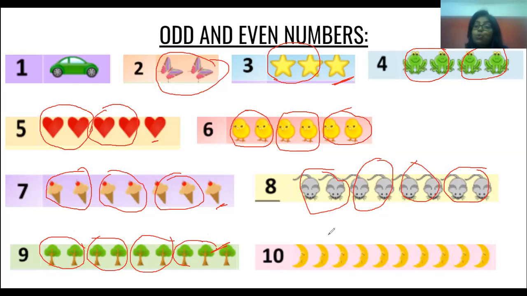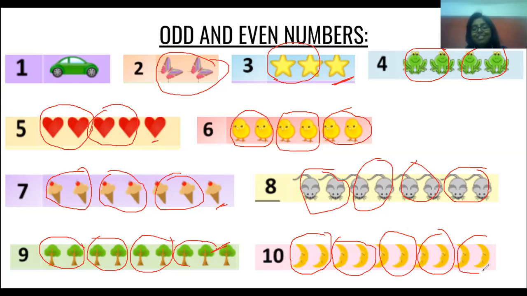There are 10 moons here. Let's start partnering up the moons in groups of 2. Partner in pair of 2, partner in pair of 2, partner in pair of 2, partner in pair of 2, and partner in pair of 2. Amazing! We see these 10 moons have all been grouped into groups of 2, so they are even numbers.